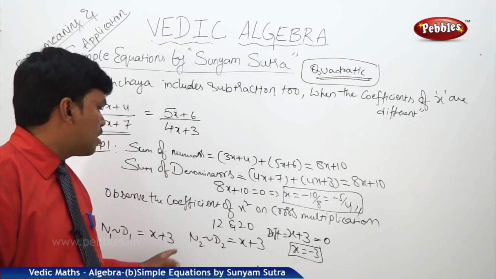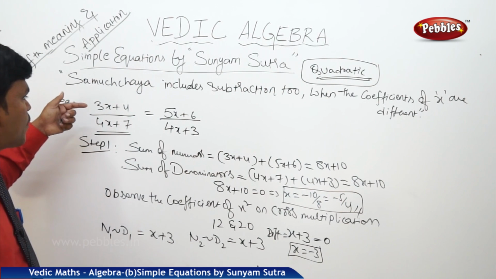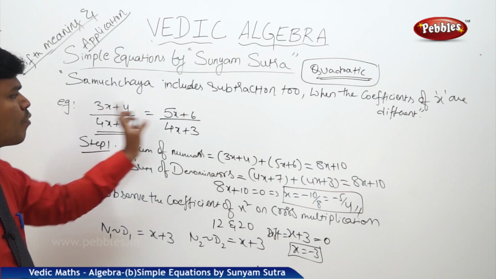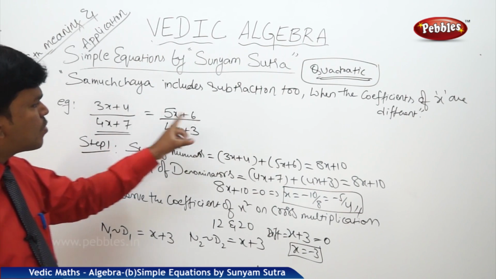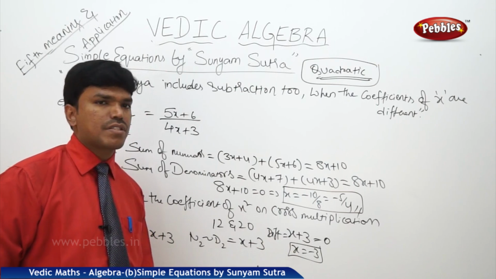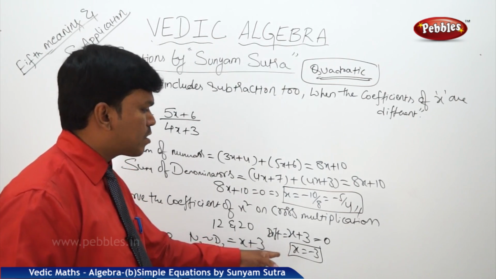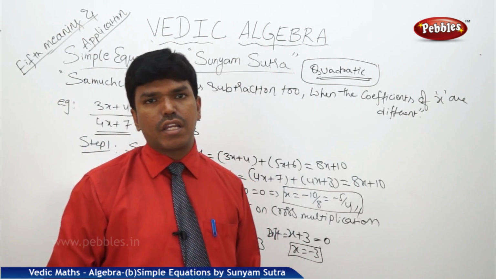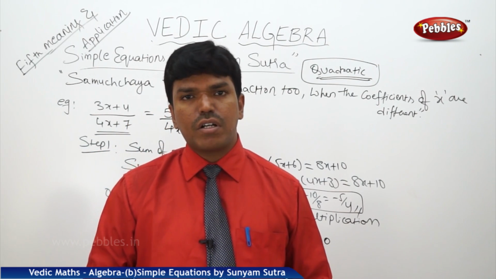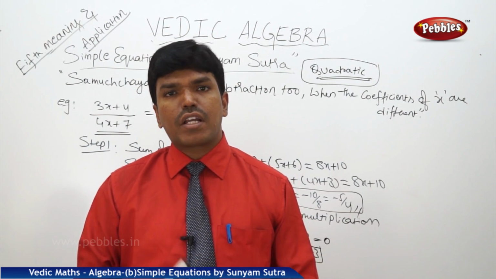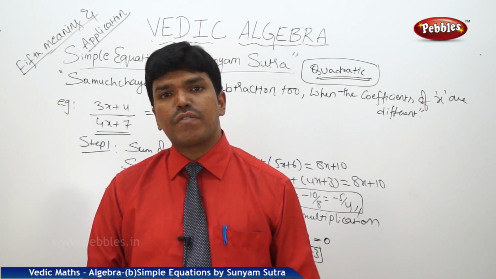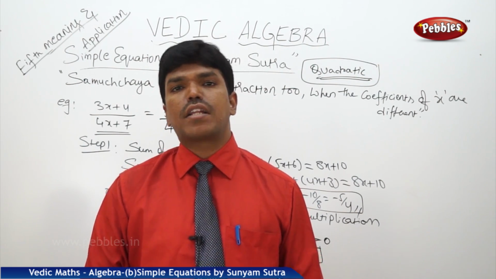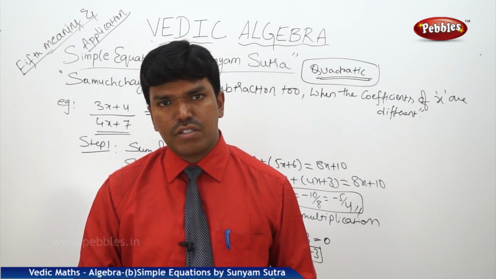So simply take the difference of numerator as well as denominator on both the sides. In the first term it is x plus 3, and also in the second term the difference is x plus 3. So finally what is our answer? x equal to minus 3. So like this we can easily solve the quadratic equations which involve different coefficients of x. Now let us see another topic in our Vedic algebra.